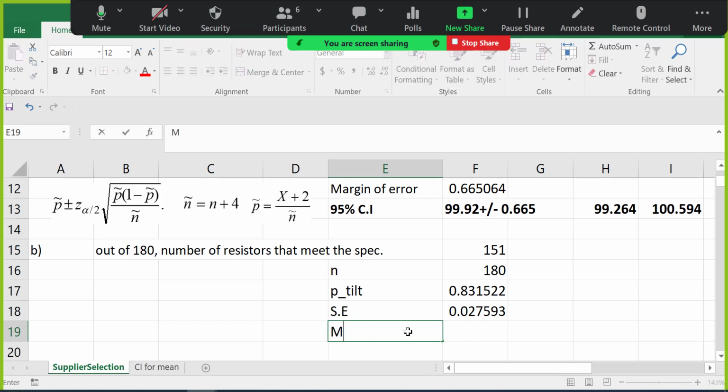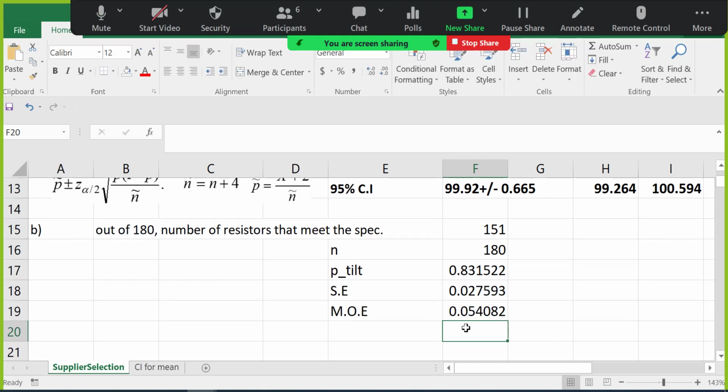And then you can calculate the margin of error, or some people say the error part. Since I want 95%, that's two-sided, so this z-value is still 1.96 multiplied by the standard error part. So plus minus like 5.4%. And then the 95% confidence interval, you see, use p tilde 0.83 plus minus 0.05.